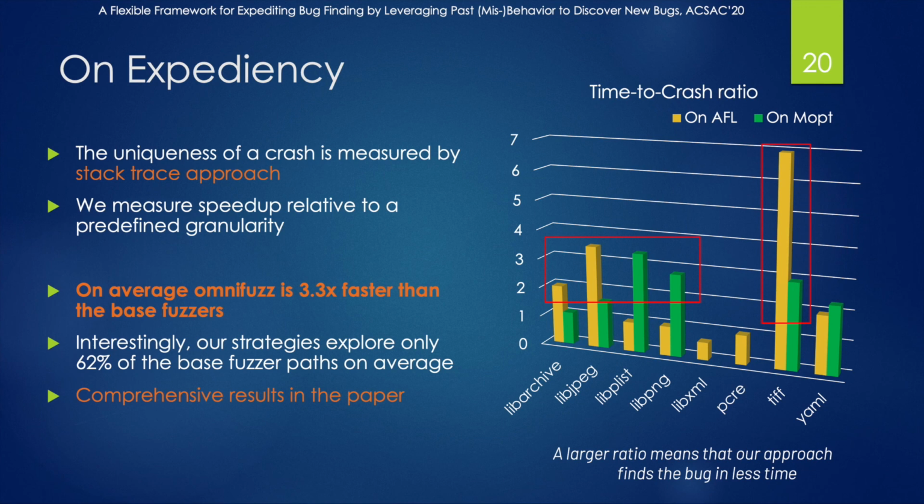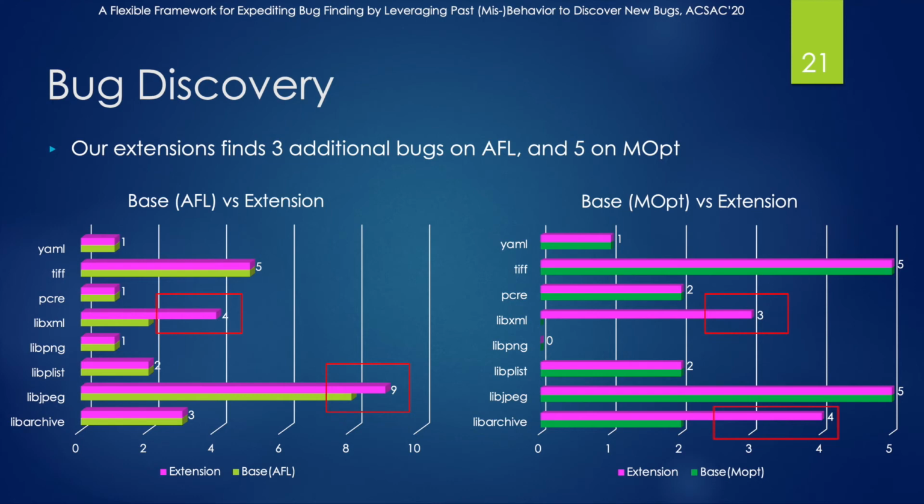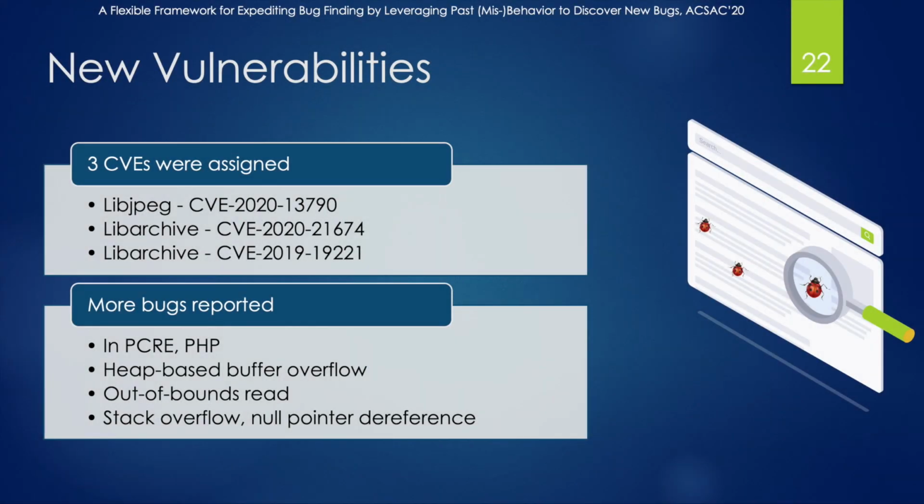Our results show that, on average, our approach finds unique crashes more than 3 times faster while exploring significantly fewer paths than the base approaches. For comprehensive results, please read the paper. In terms of bug discovery, our approach finds 3 additional bugs on AFL and 5 on MOpt that are missed by the base fuzzers. We also found some new vulnerabilities in heavily fuzzed programs using our approach.